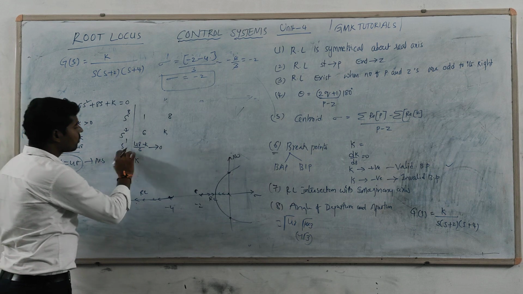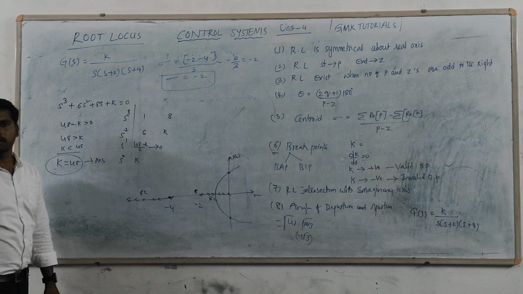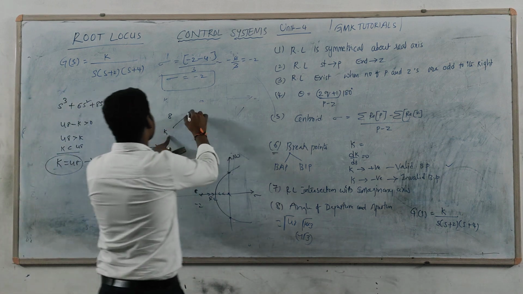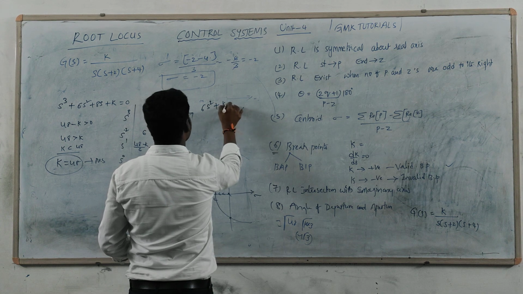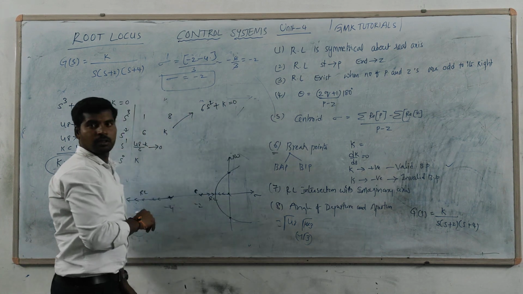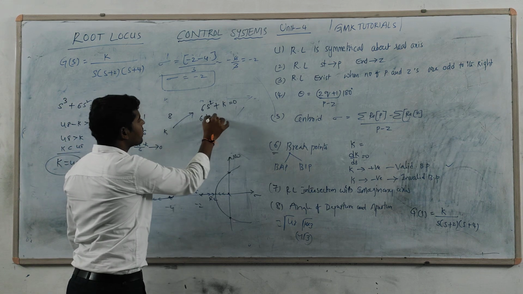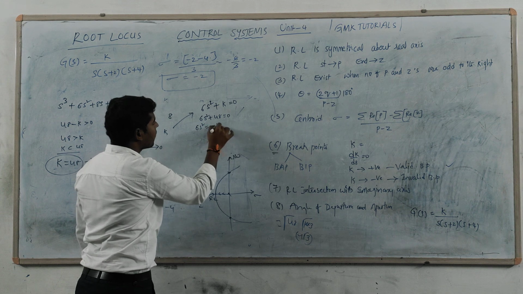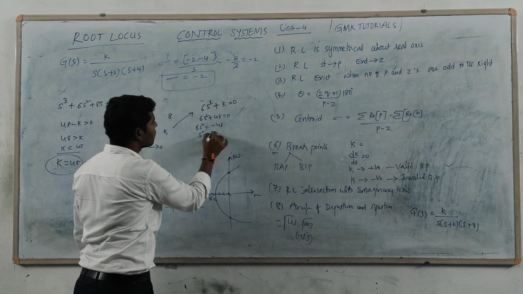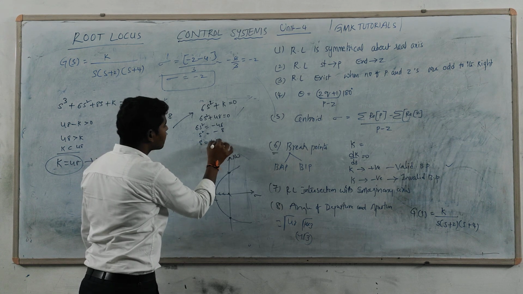Therefore, at that time there is a possibility of a complete row of 0, which means you need to follow the auxiliary equation criteria. You have to form the auxiliary equation: 6s square plus k is equal to 0. With k equal to 48, 6s square plus 48 is equal to 0. 6s square is equal to minus 48. s square is equal to minus 8. So s is equal to plus or minus j 2 root 2.